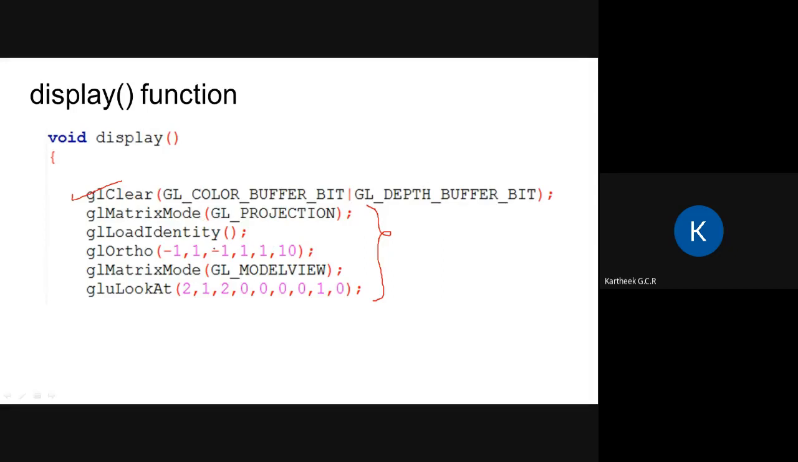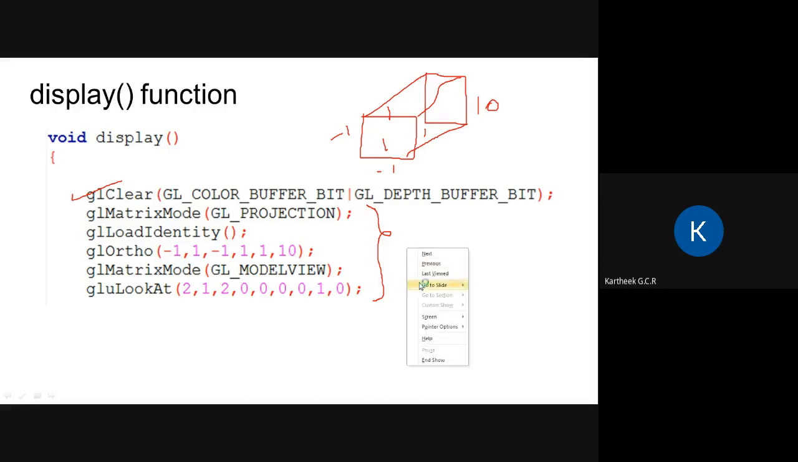And I am selecting an orthographic three-dimensional view volume of size -1 to 1, -1 to 1, and front is 1 and back is 10. Right. So I have taken a view volume like this, and then we are going to place a camera in the scene. So where are we placing the camera in the scene?